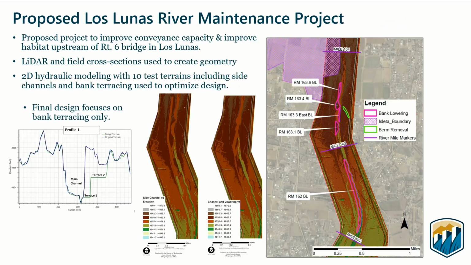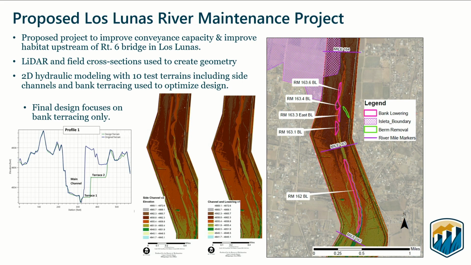So that's all well and good. So what does that mean in terms of the ground? So now I'll talk just briefly about a proposed project that we're working on. This is just upstream of the Route 6 bridge in Los Lunas. Maybe you all are familiar with that.